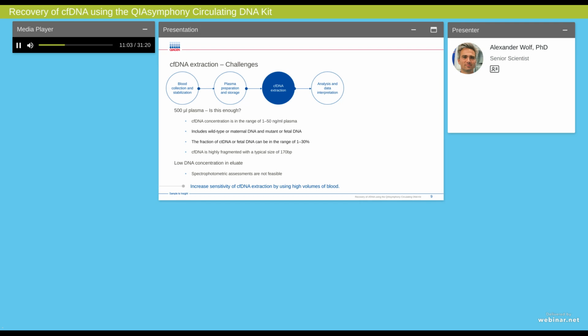The second challenge is the highly fragmented DNA, while the extraction must focus on an efficient recovery of small DNA fragments below 200 base pairs. Due to this challenge, it becomes clear that the question on the slide here, 500 microliter plasma, is this enough, as often used for genomic DNA extraction, are not compatible with the required sensitivity of the downstream assays for cell-free DNA. This issue must be addressed by input volumes in a range of 2 to 4 ml usually, but even up to 10 ml or higher as requested by customers.